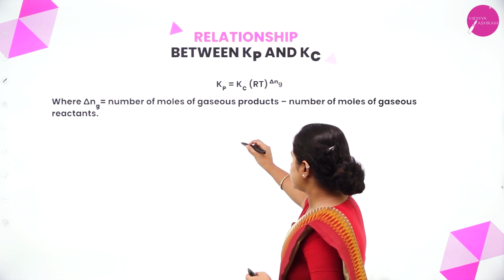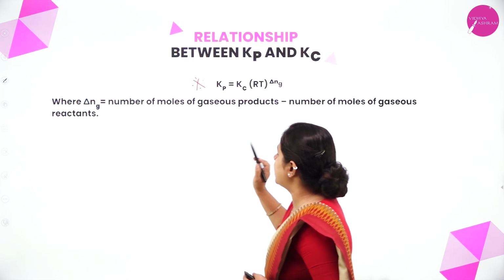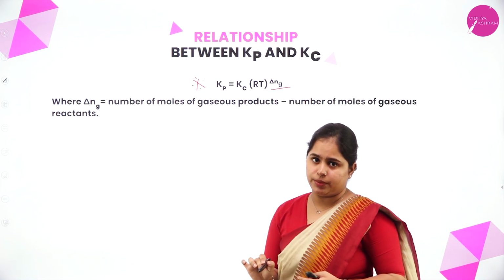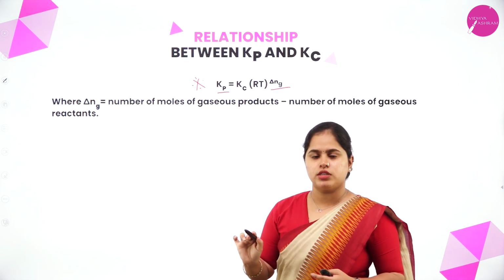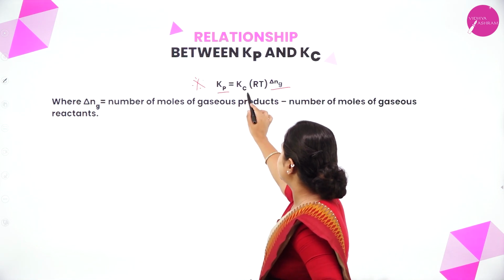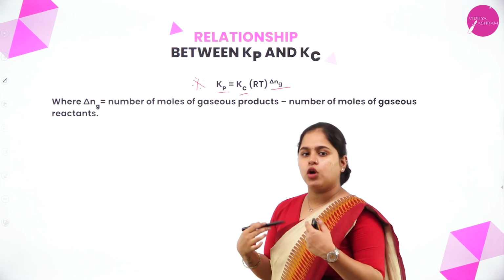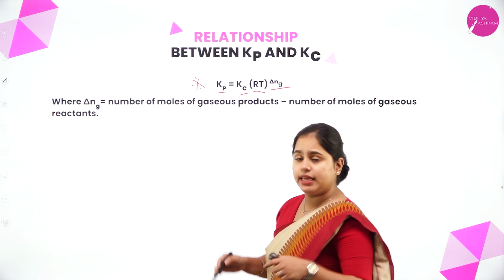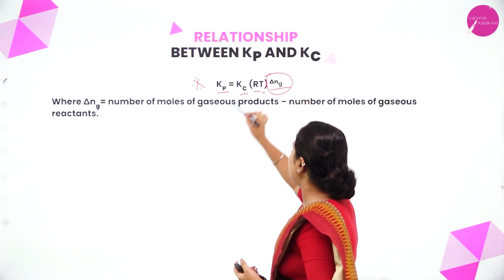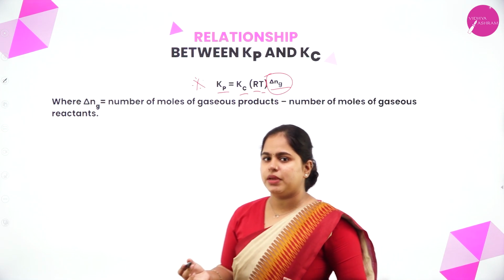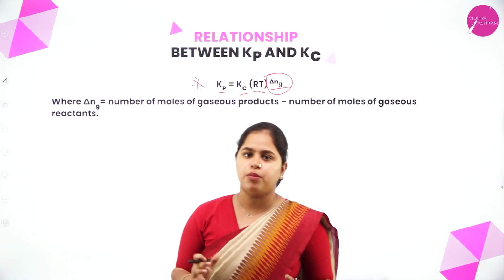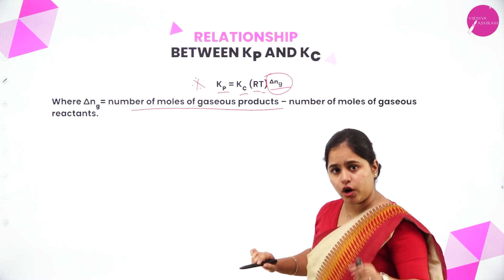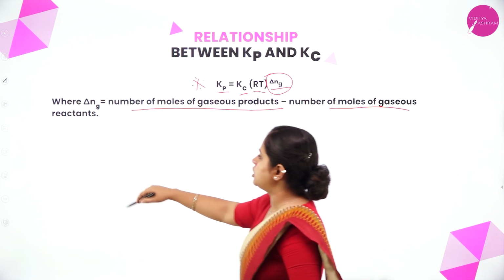Okay, so this is a very important equation, that is Kp is equal to Kc into RT raised to delta Ng. Okay, so what is Kp? Equilibrium constant in terms of pressure, right? Partial pressures. Kc, equilibrium constant in terms of concentration. Now what is R? R is the universal gas constant. What is T? T is temperature. And what is this? Delta Ng. Now delta N means it is the difference in the number of moles of products minus reactants. That means it is the number of moles of gaseous products minus the number of moles of gaseous reactants.